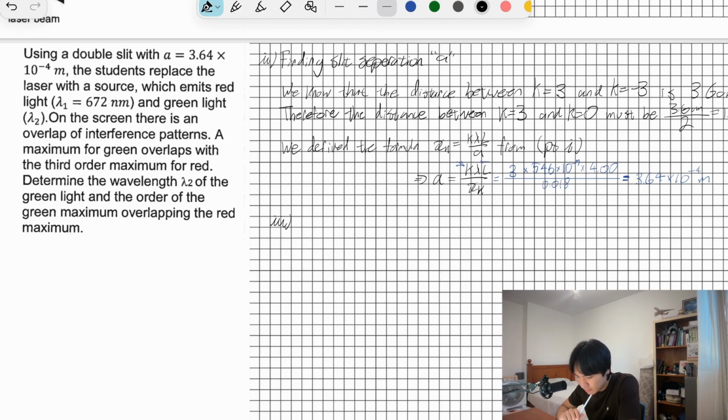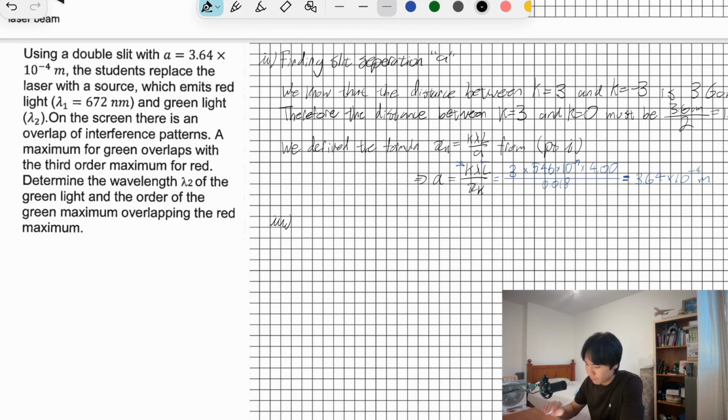On the screen, there is an overlap of interference patterns. A maximum for green overlaps with a third order maximum for red. Determine the wavelength lambda 2 of the green light and the order maximum overlapping the red, and the order of the green maximum overlapping the red maximum.